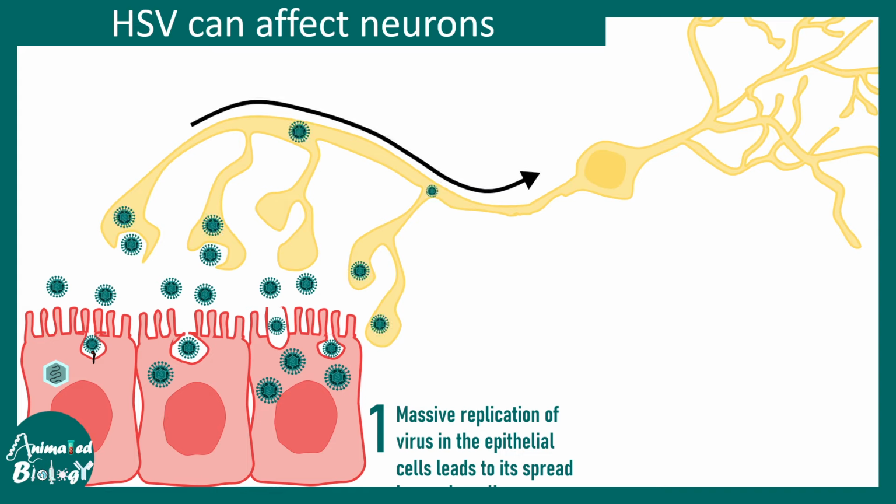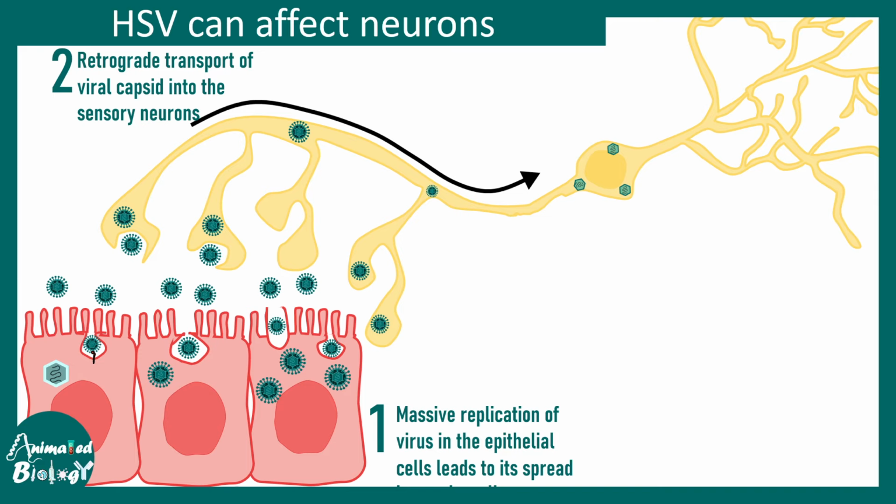There is a retrograde transport of the viral capsid to the sensory neuronal cell bodies. And they stay there in the ganglia for a long time. When needed, there could also be a latent state. That means the genetic material is inside the neuron, but viral particles are not produced. So it's kind of like a hibernation mode.